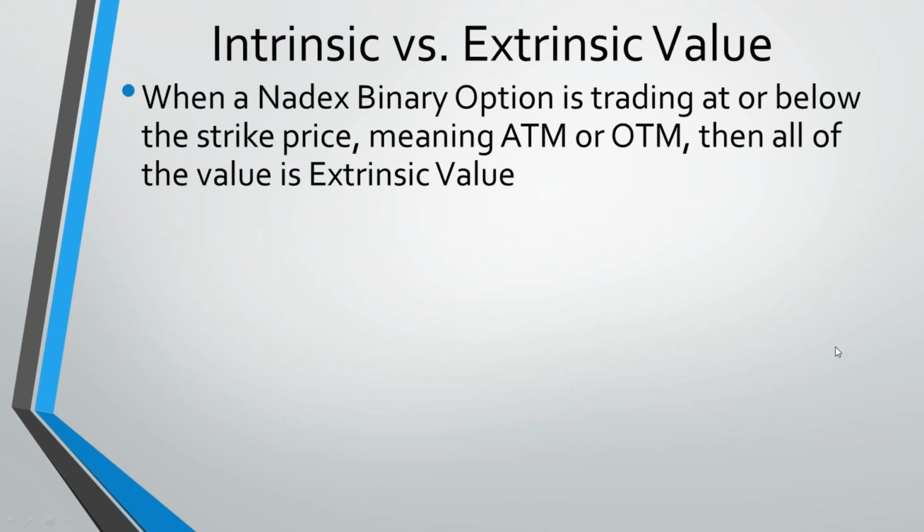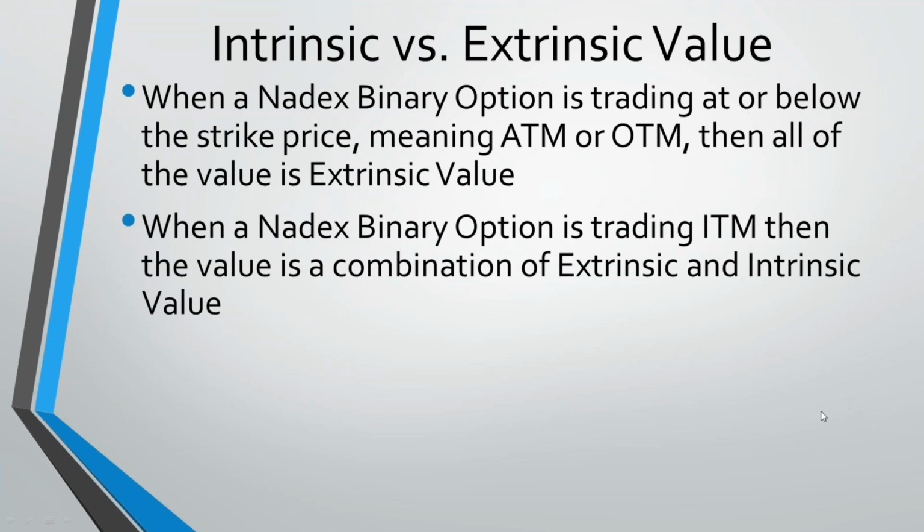When a Nadex binary option is trading at or below the strike price, meaning at the money or out of the money, then all the value is extrinsic value. When it is trading in the money, then the value is a combination of extrinsic and intrinsic value, right? Because below it has no intrinsic value. Remember, intrinsic is what it would be worth if it expired this very second, okay? So if you're out of the money, it would be 0. So there's no intrinsic value. All of it's extrinsic.